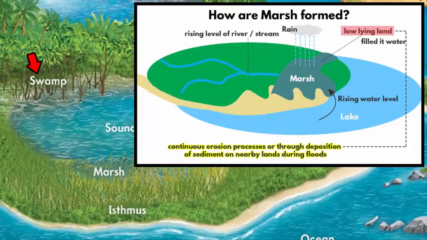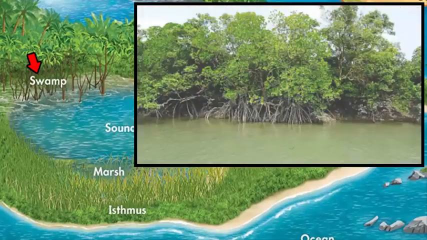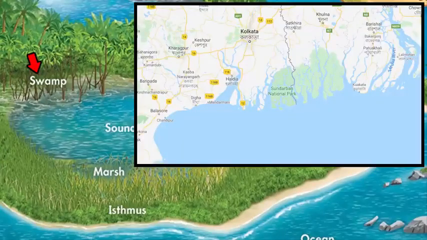Otherwise, both of them are low-lying land which gets filled with water during the rainy season or from rising water levels of a river, lake or stream. In India, we know that Sundarban is a mangrove area. The moment you think about mangrove, you will find woody trees and plants. That means the Sundarban wetland is a swamp and not a marsh. Plus, it is next to the Bay of Bengal, that means it is a saltwater swamp.